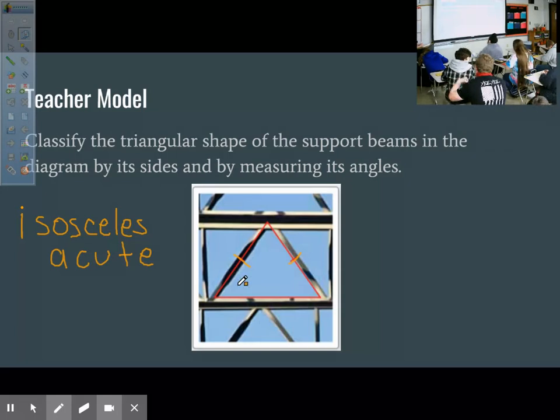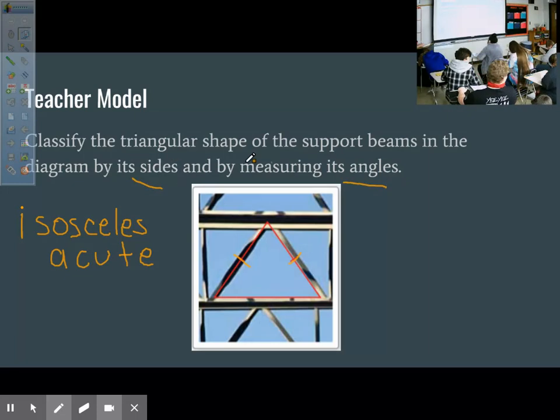So we're gonna have two answers. Yes, you have to do it by its sides and by measuring its angles. By its sides, it's isosceles, and by the angle, it's acute.